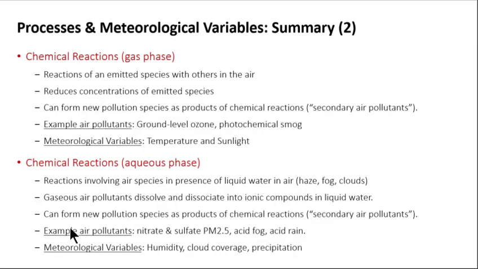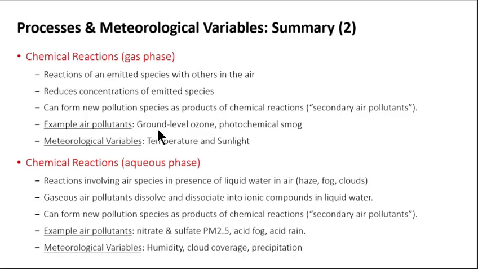The next two processes are those involving chemical reactions. We split this into chemical reactions that occur in the gas phase and those that occur in the aqueous phase, in liquid water. For gas phase chemical reactions, these are reactions of emitted species with others in the air in the gaseous phase. They reduce the concentration of the emitted species. However, new pollutant species can form as products of these chemical reactions. These are called secondary air pollutants. Ground level ozone is an example of a secondary air pollutant, which we will cover in the next lecture.